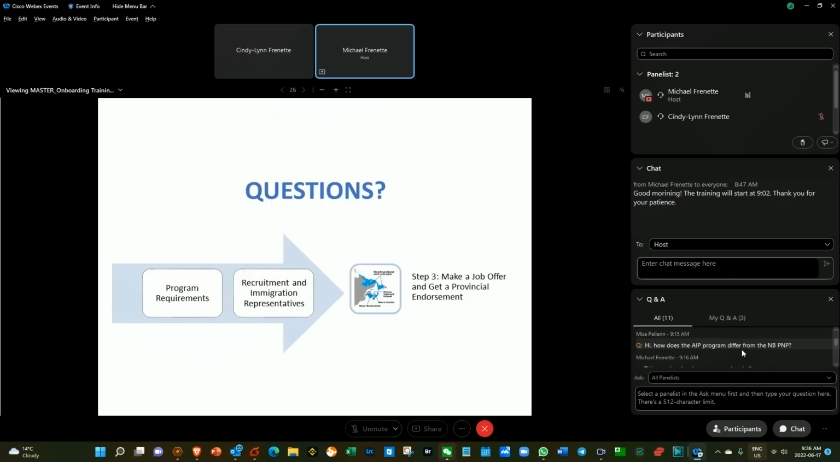So again, I'll take a quick pause before we move on to the next section. If you have any questions on the program requirements or using an immigration representative, again, we're using the Q&A function located on the right-hand side of your screen.